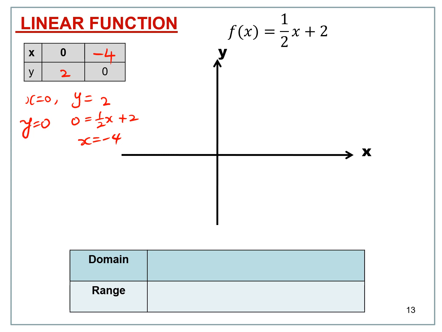So from that, you get (negative 4, 0) and (0, 2). So this is (0, 2). And then once you get these 2 points, you connect these 2 points and you get a straight line.